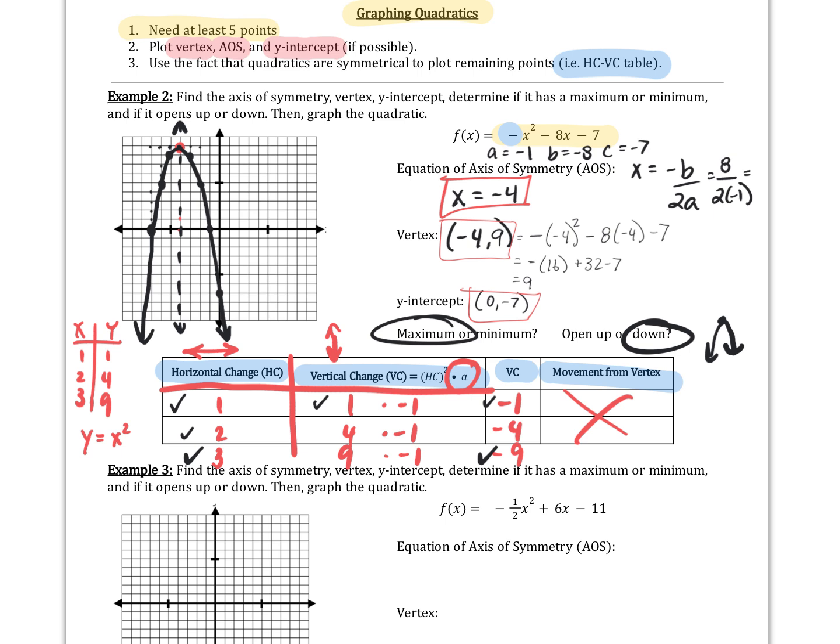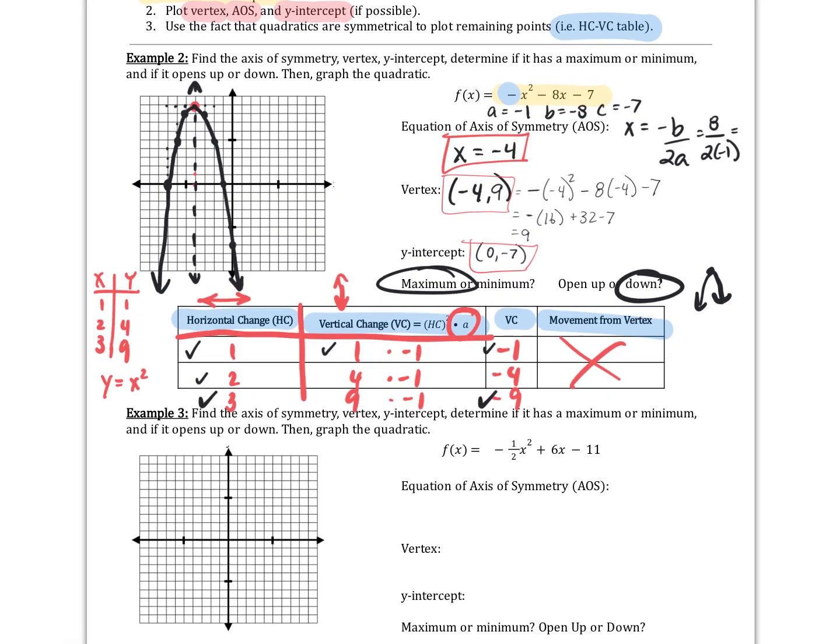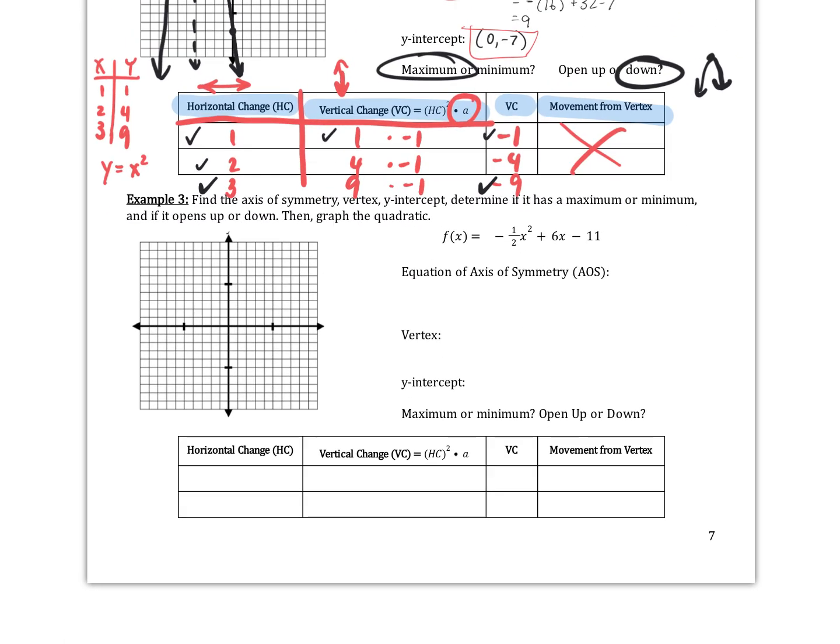Now, if you want to make a simpler chart, I'll show you how to do that in class. So please talk to me because I know this is a little bit involved. Let's make it simpler. So anyway, okay, let's look at example number 3 really quick.